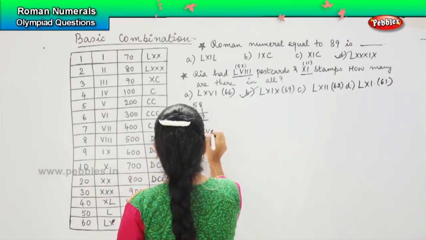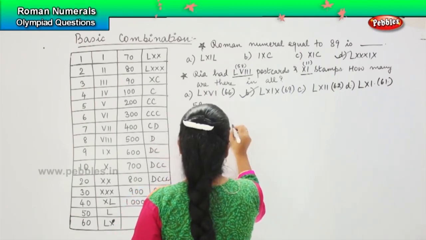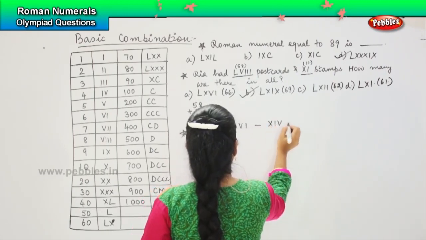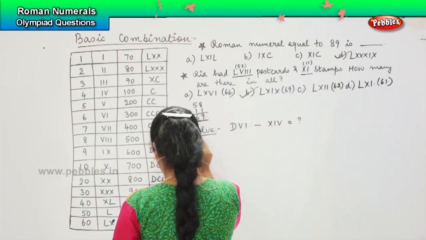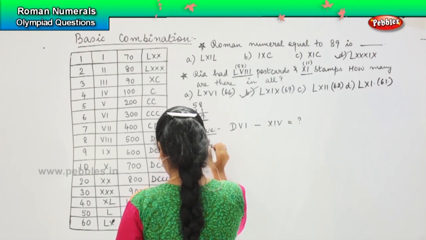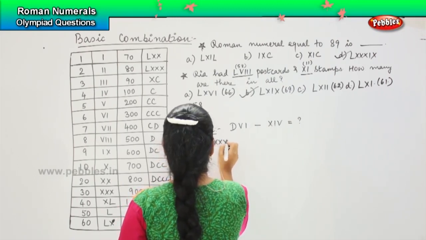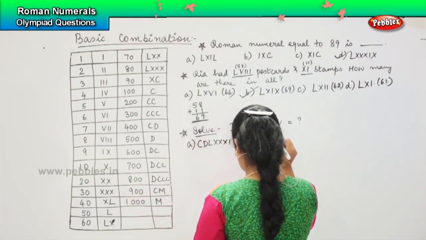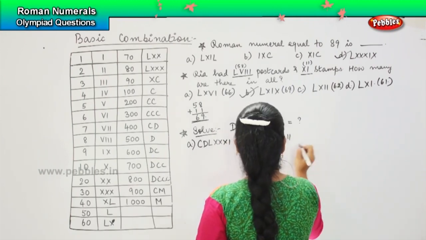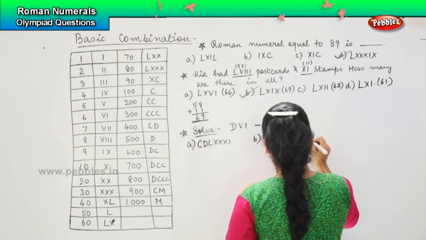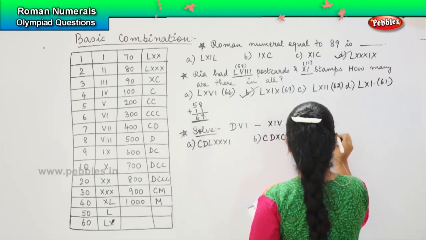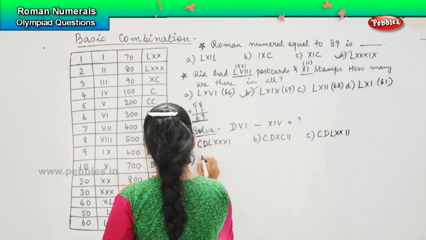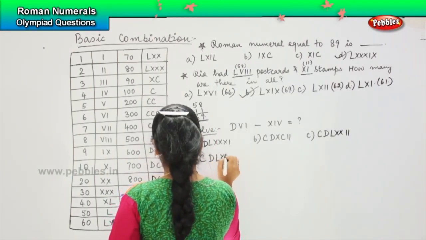So the next question for you is, solve DVI minus XIV. Okay, and your options are CDLXXI, option B, CDXCII, option C, CDLXXII, and option D, CDLXXX.